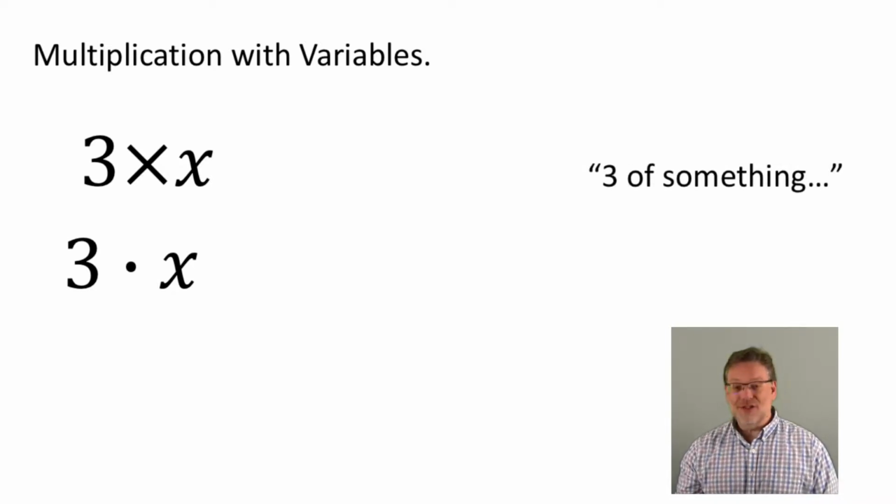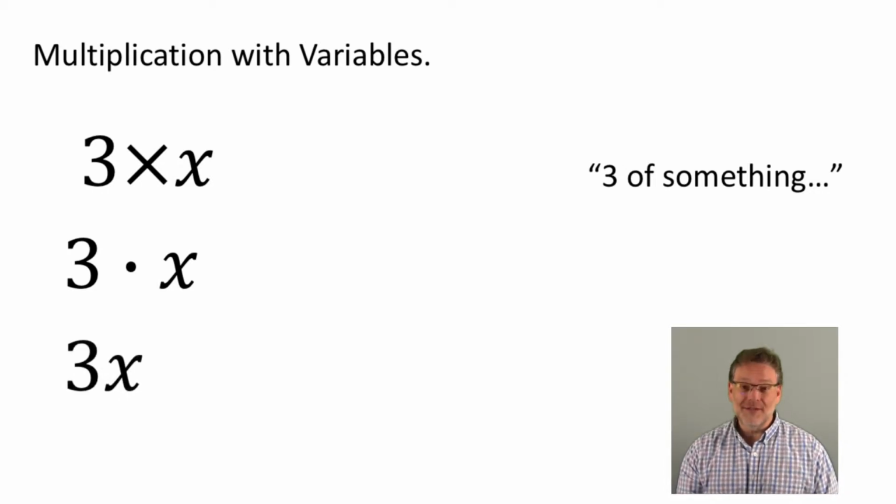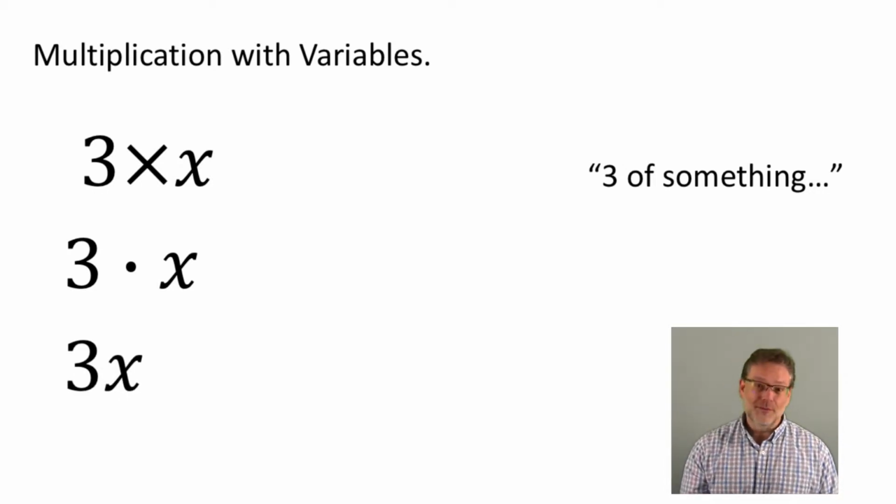Since this is 3 of something, 3 times something, that's what multiplication essentially is, 3 of something, 4 of something, even half of something, that's multiplication. We will sometimes describe it simply saying 3x, 3 times x. That's another way of describing multiplication.